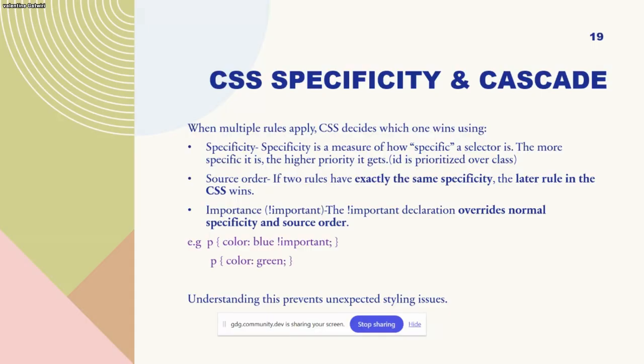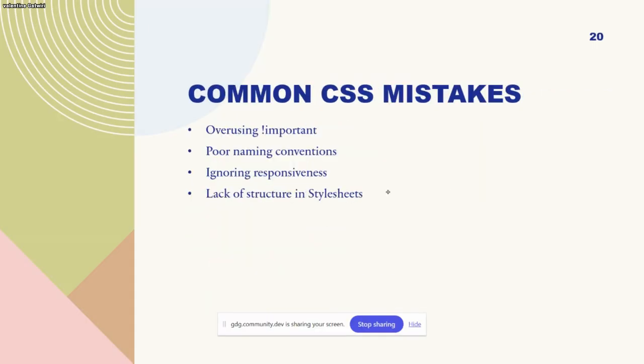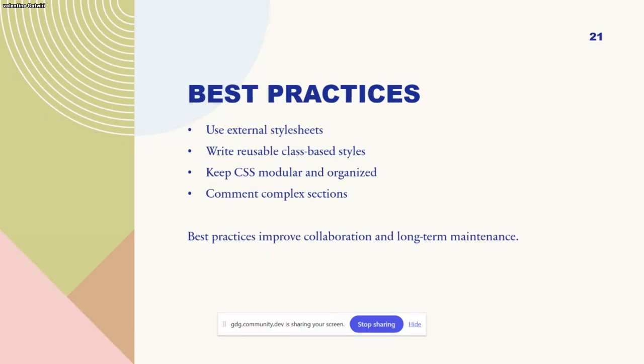Understanding this prevents unexpected styling issues. Common CSS mistakes: overusing important, poor naming conventions. You should name in a way you will understand when you're reading your code. Ignoring responsiveness, lack of structure in style sheets.